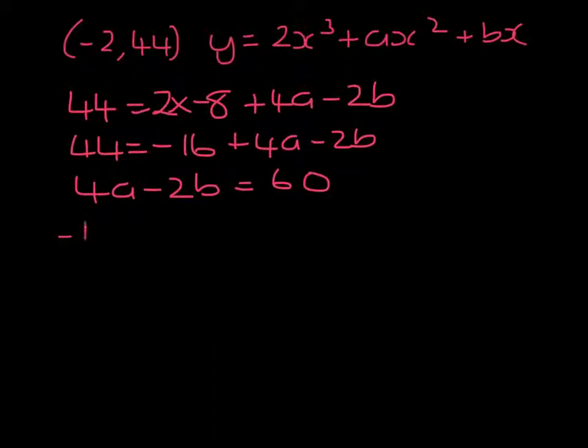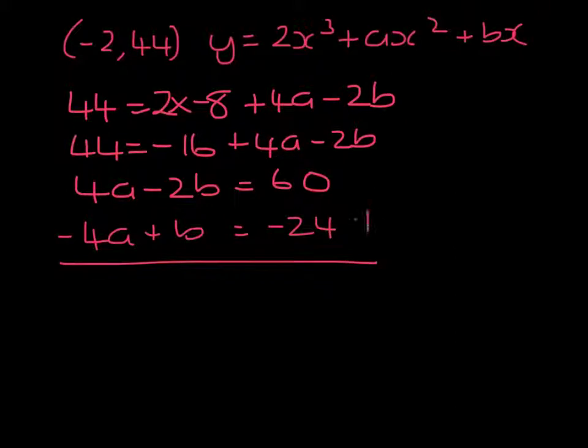My first equation was minus 4a plus b equals minus 24. I have two equations to solve, and if I add them together, minus 4a plus 4a is 0, so they're going to be eliminated. Minus 2b plus b is minus b, and 60 plus minus 24 is 36, so that gives me that b is minus 36. And that's what the question asks for.